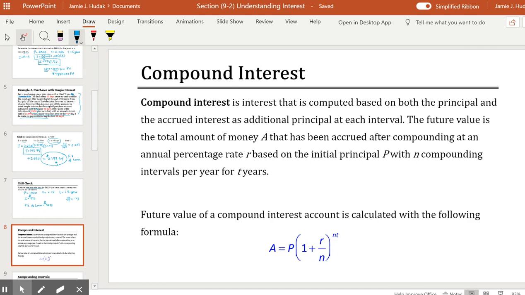The formula for the future value is A. A stands for amount, and you can change that with FV for future value if you like, is equal to the principal. So we've been using P, that's the same. But in parentheses, we have 1 plus the rate over N, where N is equal to the number of compounds per year. And then we have N times T in the exponent. That's the number of compounds times the number of years.